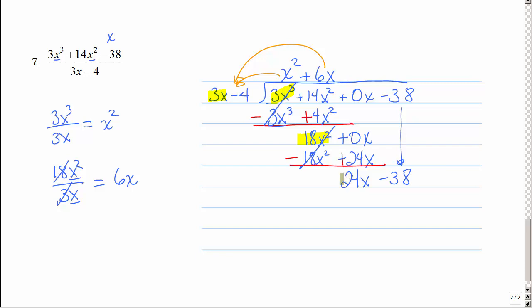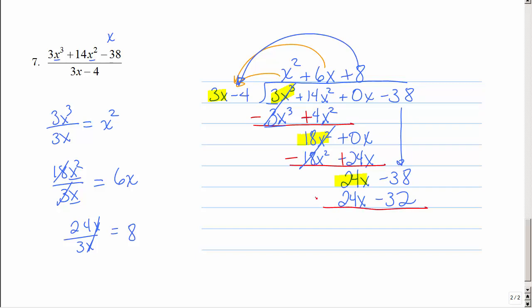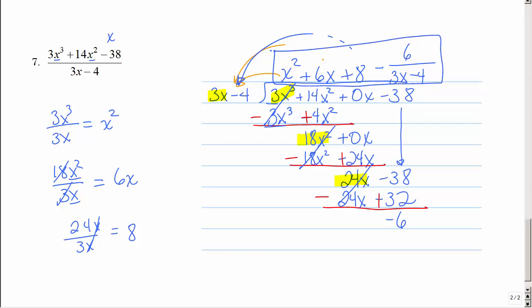This is a little bit longer. So again, we divide those two. 24x divided by 3x is positive 8. And of course, we're multiplying by what's in front. Draw that line, change those signs, don't get lazy now. And we have a negative 6. So I'm just going to say minus 6 because of the negative over 3x minus 4. So that would be my quotient without all those lines, of course. But we would have x squared plus 6x plus 8 minus 6 divided by 3x minus 4.